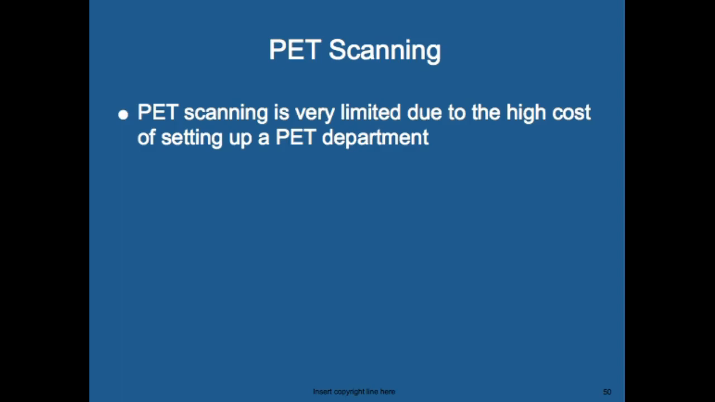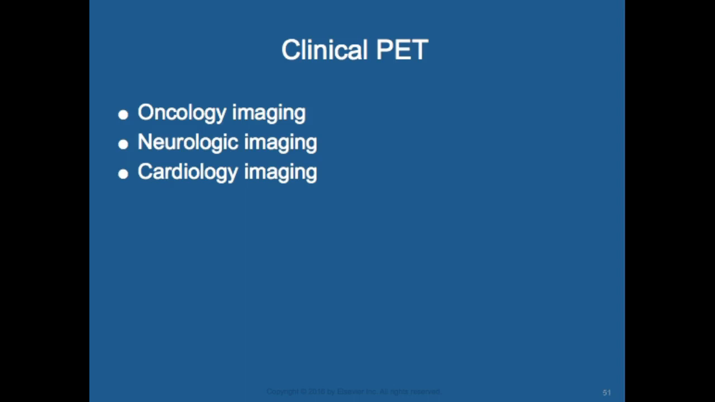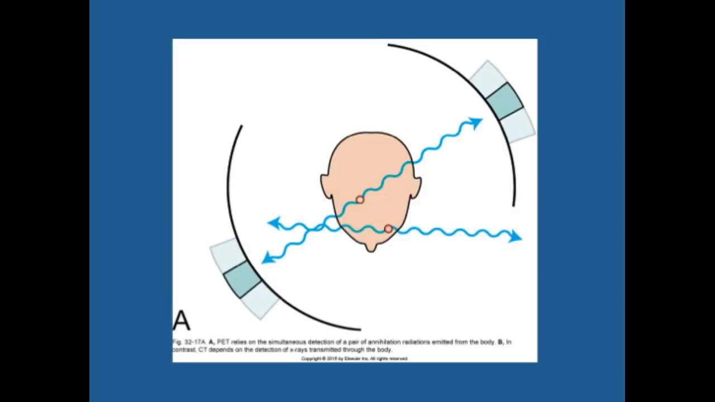So you'll see a PET truck come into your hospital once or twice a week so that they can scan all the patients, because setting up a PET scanner is very expensive. All right, so clinical use of PET: oncology imaging, really big for any oncology. We do it for neurologic and cardiology also.